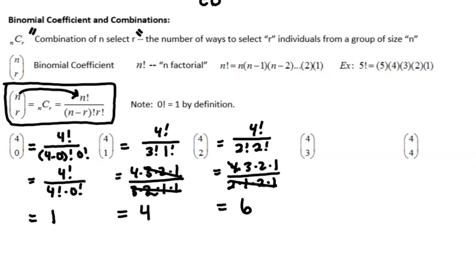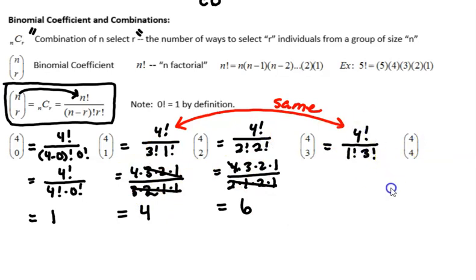Now this one is 4 factorial over 4 minus 3 factorial times 3 factorial. Notice that these two are the same, because all I did was reorder the multiplication in the denominator, but it's still going to be the very same result when I divide. So this is 4. And this would be 4 factorial over 4 minus 4, which is 0 factorial, times 4 factorial. This is the same as the first, once again just evaluating to equal 1.